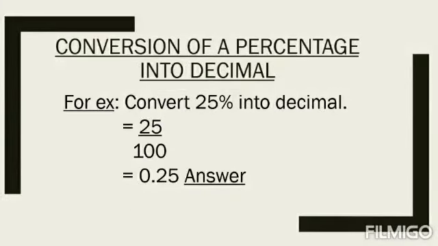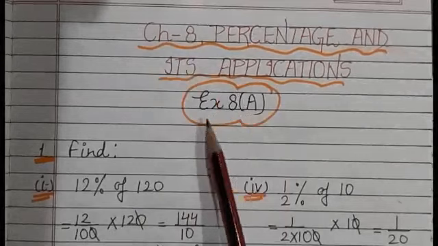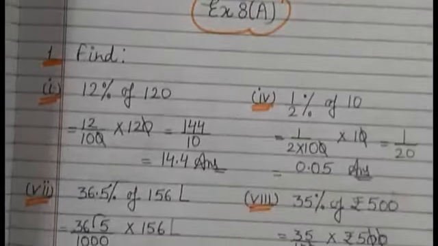Now last topic is conversion of a percentage into decimal. If we have to convert any percent number into decimal, then again we will divide it by 100. So here 25% we will write as 25 by 100, and when we will convert into decimal number, it will be 0.25.